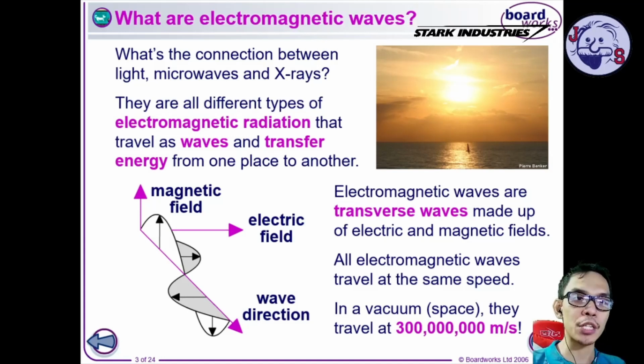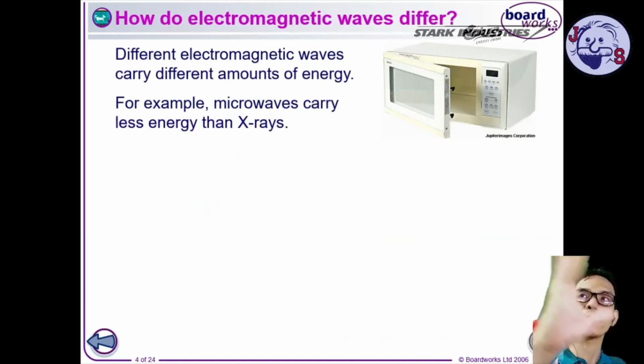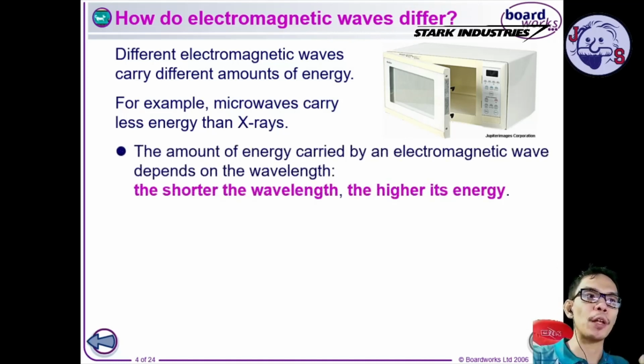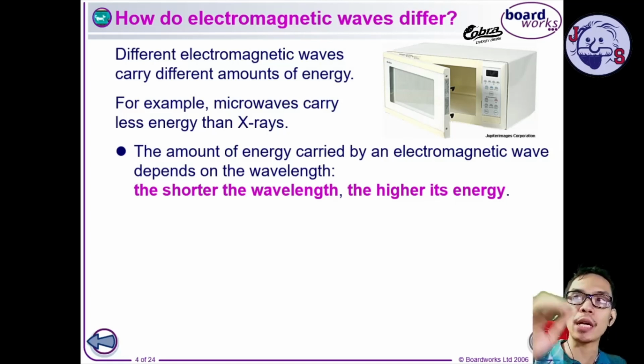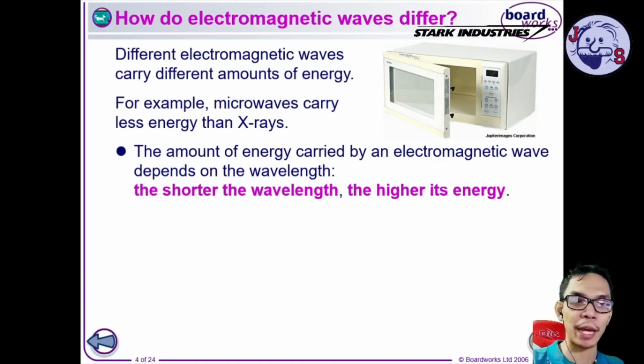The only things that change in electromagnetic waves are the frequency and the wavelength. That is all about the simple properties of electromagnetic waves. These properties also interact with and affect one another. For example, if you have a shorter wavelength, it contains high energy. So there is an inverse proportion between wavelength and the energy the wave carries.